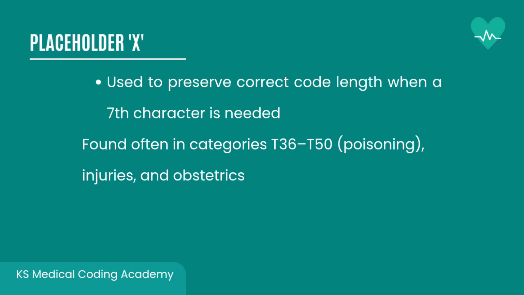Placeholder X. The placeholder X is used when the code needs to reach 7 characters, but the structure doesn't yet have 6 characters. This is common in categories like poisoning, injuries, and certain OB complications. Without the X, the code would be invalid.